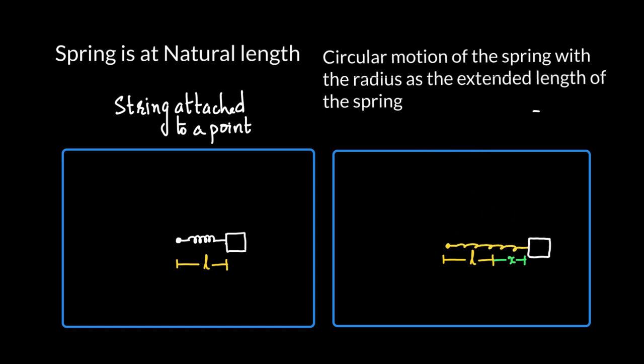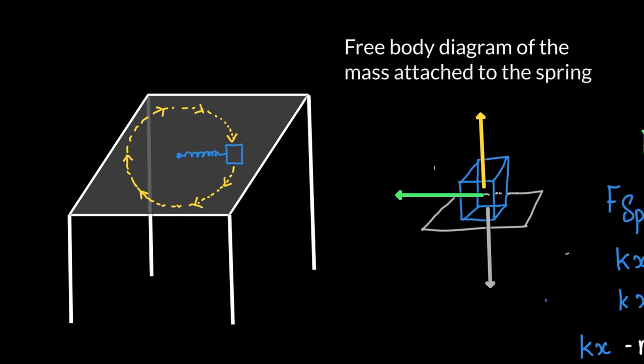When you have the spring at its natural length, the string is attached to a point. But when the same string attached to a point undergoes circular motion, the radius of the circular motion is not the natural length, it is instead the natural length plus the extended length. Okay, I hope you get that concept, that visualization.